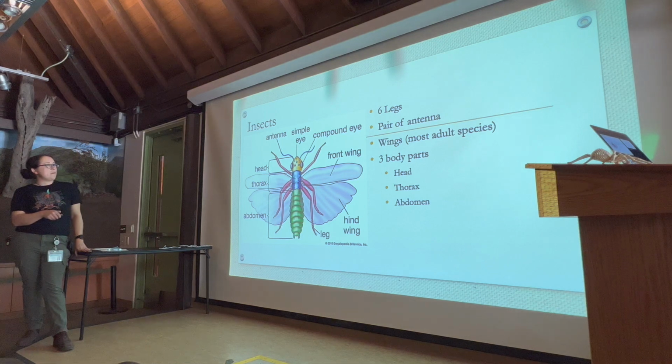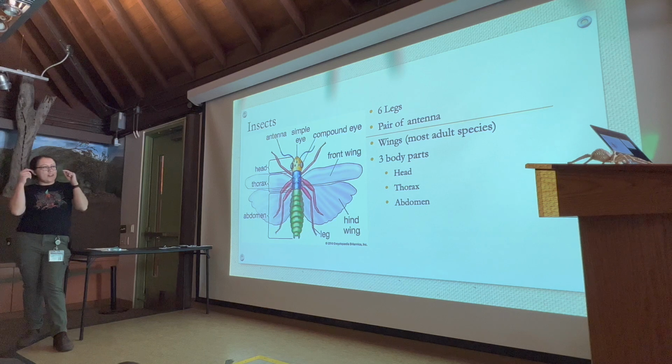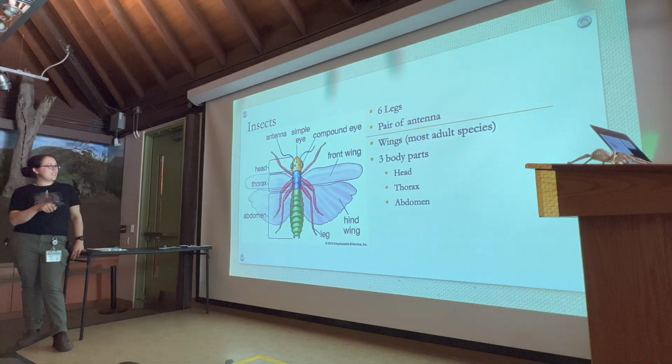The main body parts are the head, the thorax, and the abdomen. And also 6 legs total. Some have antennae, some are really small, but the majority have antennae too. And then wings are optional.